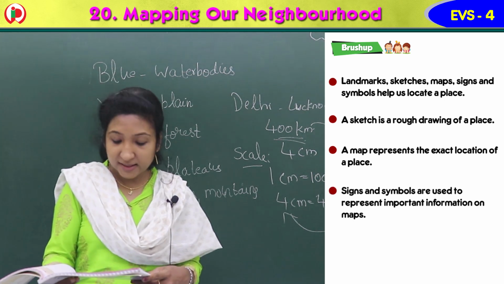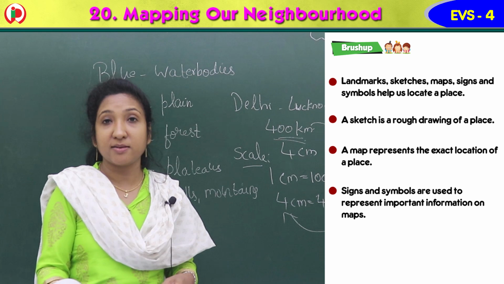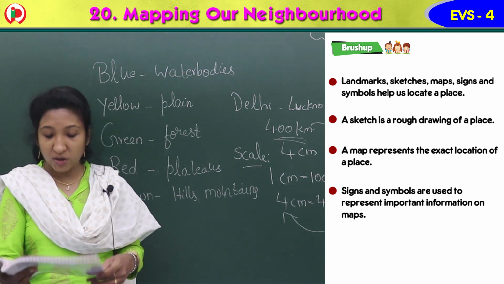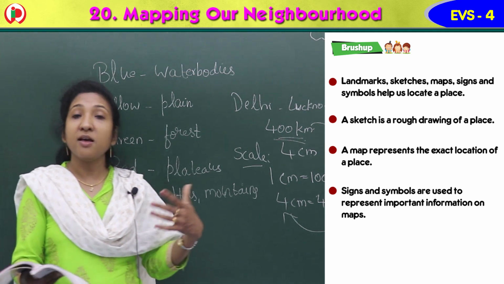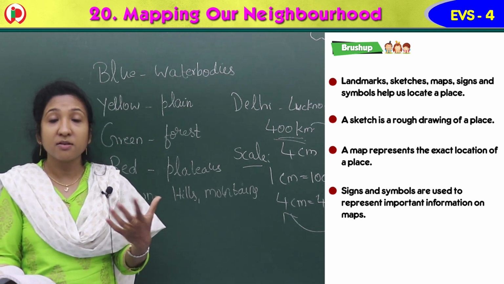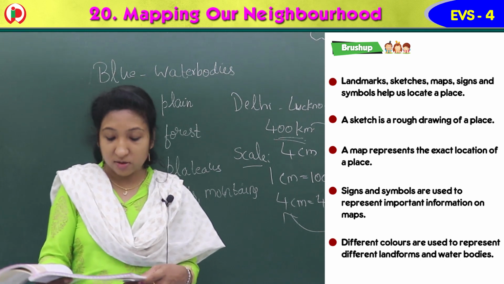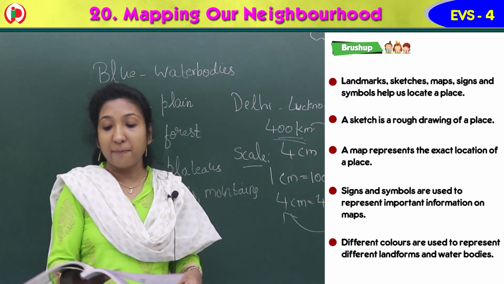Signs and symbols are used to represent important information on maps. Signs and symbols are needed to represent important information like roads, railways, rivers, oceans, etc. They are used as signs and symbols on a map. Different colors are also used to represent different landforms and water bodies on a map.